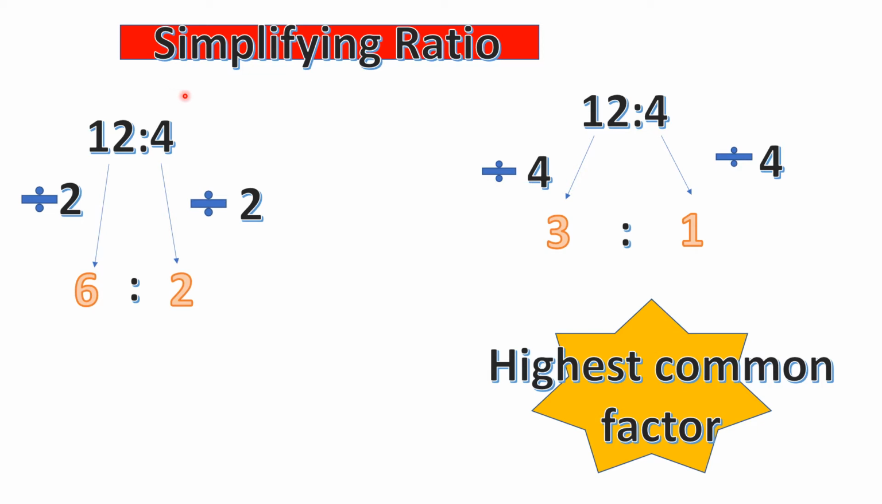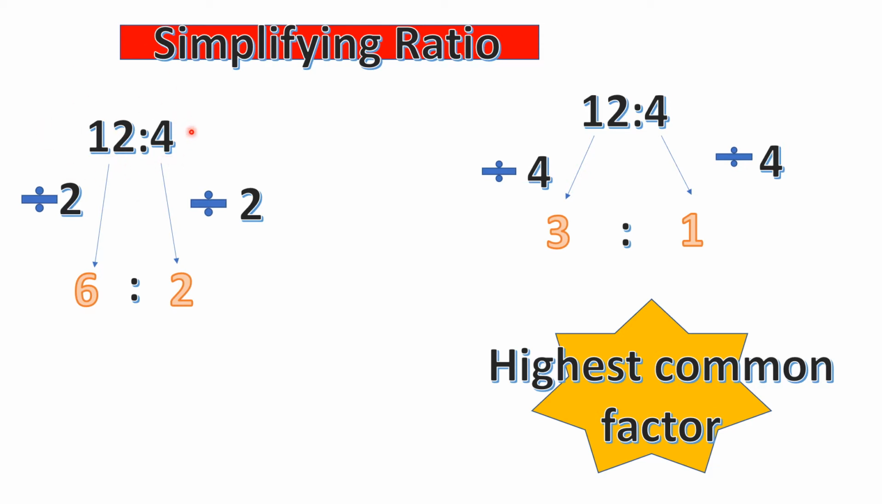Okay, now ratio can be simplified. Like the way fractions can be simplified, ratio can also be simplified. Let's have a look at this ratio here. So we have 12 to 4. The ratio is 12 to 4. It doesn't matter what the 12 represents, and it doesn't matter what the 4 represents. We are looking at simplifying the ratio. So the ratio here is 12 to 4.